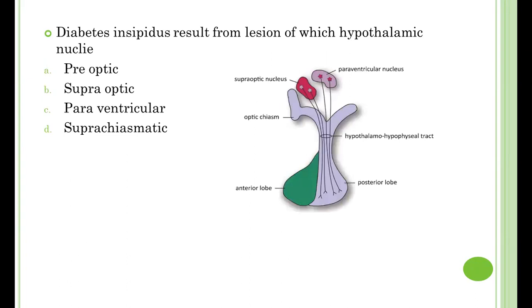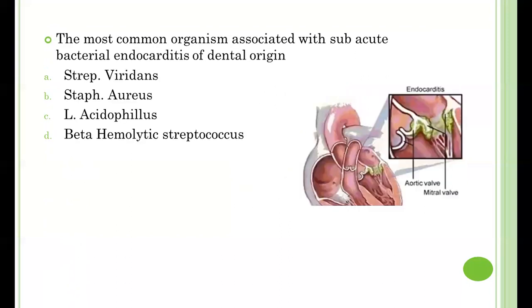Moving to next question. Diabetes insipidus results from the lesion of which hypothalamic nuclei? The options are preoptic, supraoptic, paraventricular, suprachiasmatic. So the correct answer is option B, supraoptic. Moving to the next question.